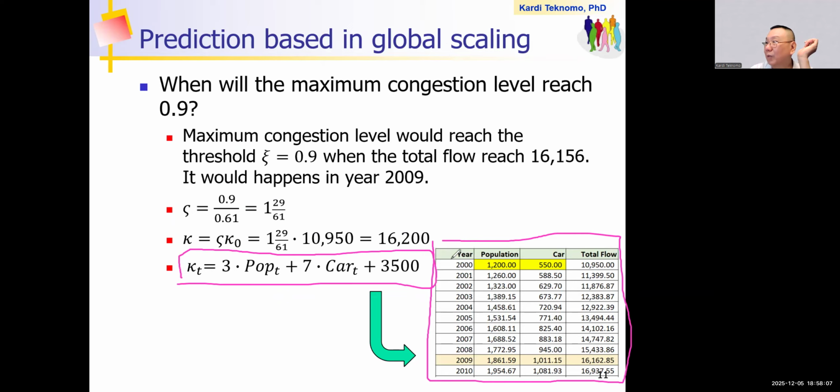Initially you just put the year 2000, and this is the initial value that you have, right? Then you input the value, say 1,200 here. The car is 550. You will get kappa T, the total flow in the network, 10,000 something. Then you just increase this up to 2030 or 2050. This one increases 5%, and this one increases 7%. Then you can compute the total flow for each year. Do that first, can you?